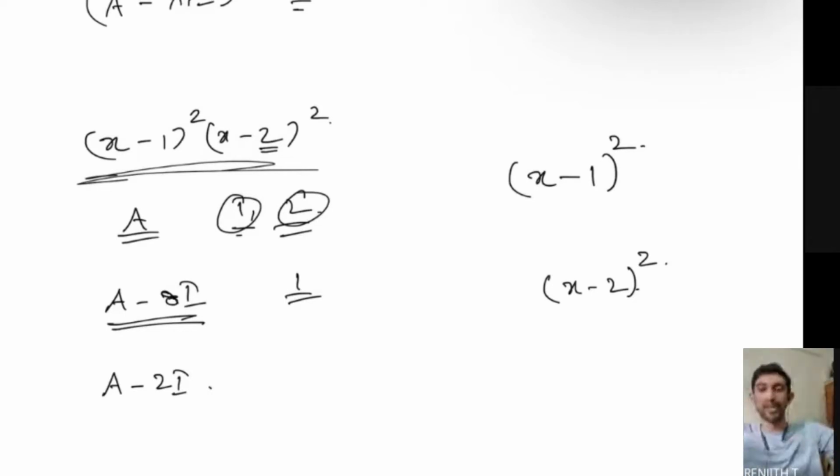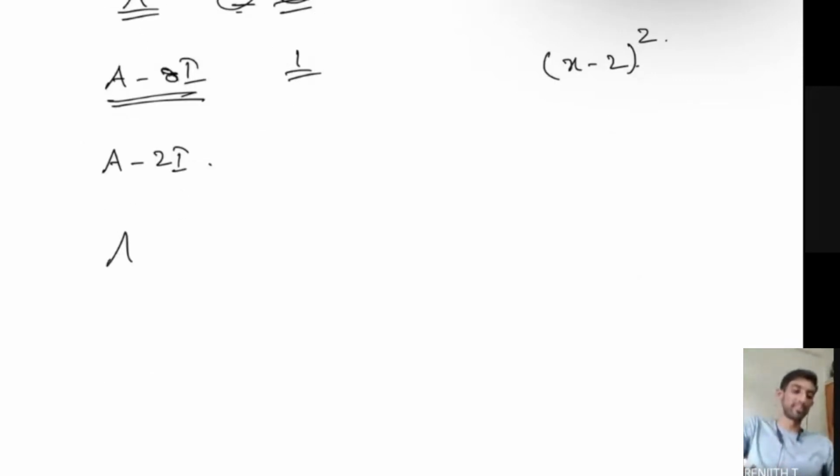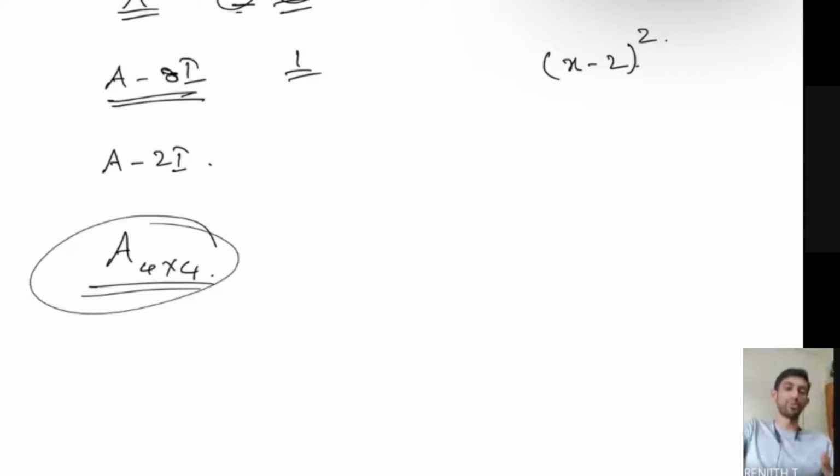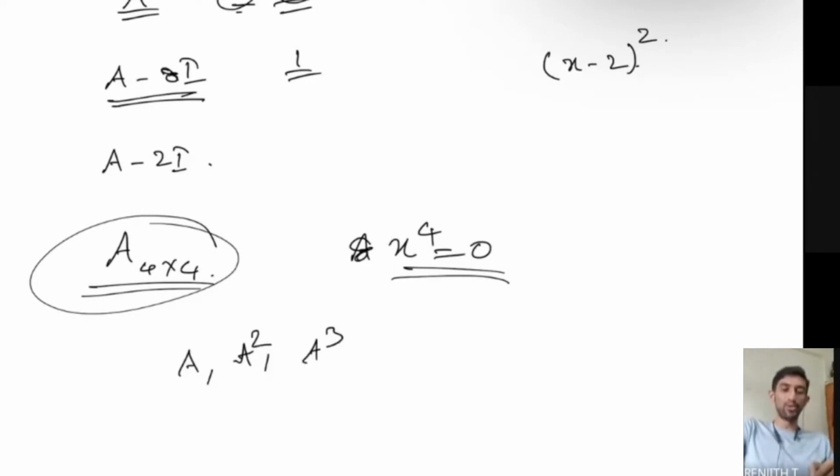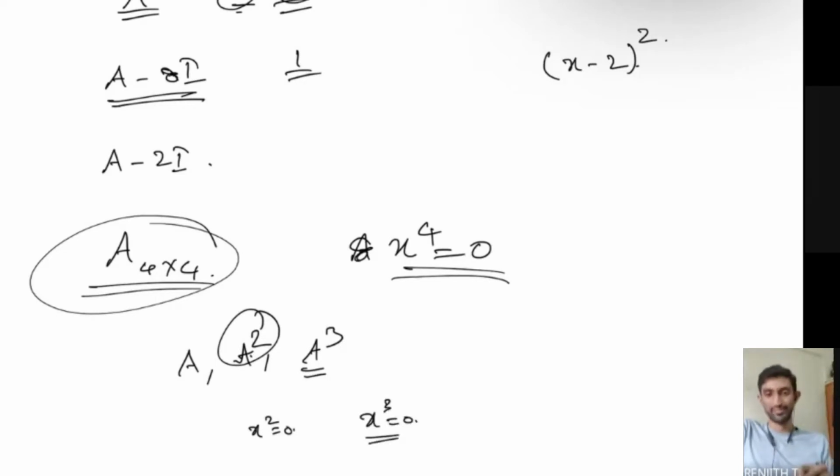So this much process you have to do if you want to find the minimal polynomial. It is not easy to compute. Even if you have a nilpotent matrix A, 4 by 4, its characteristic polynomial will be x power 4 equal to 0. To get the minimal polynomial, you have to compute A square, A cube. If A square equals 0, the minimal polynomial will be x square. If A square is non-zero and A cube equals 0, then the minimal polynomial will be x cube. You have to compute and find out.